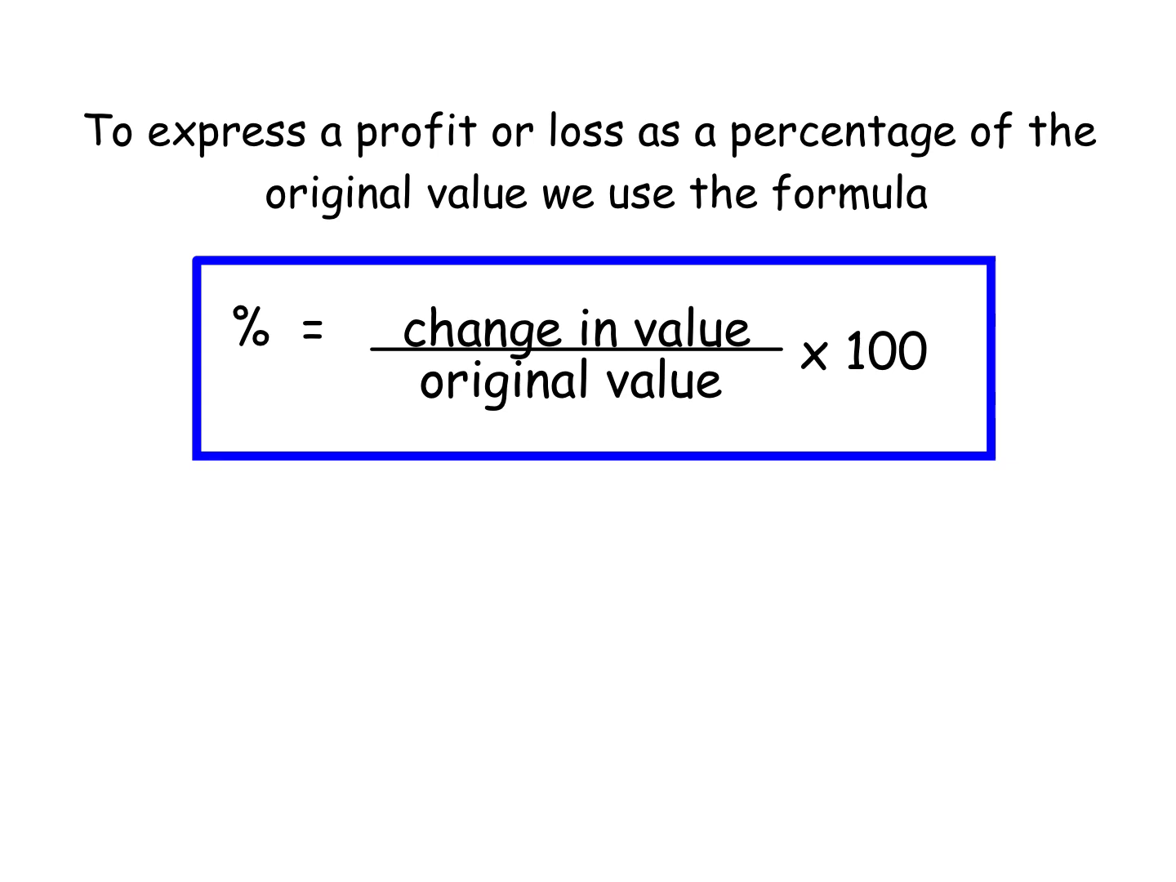Now you might not need to do the times by 100 bit, because if I'm not using a calculator, it might become a fraction that's recognisable as a percentage. Or if I'm using a calculator, I might have to do the times by 100 bit. Or you might be able to look at a decimal and know that decimal is a percentage. So it's a general formula that helps you remember the method. The important bit is this change in value over the original value, and that's what we're going to be doing through examples.